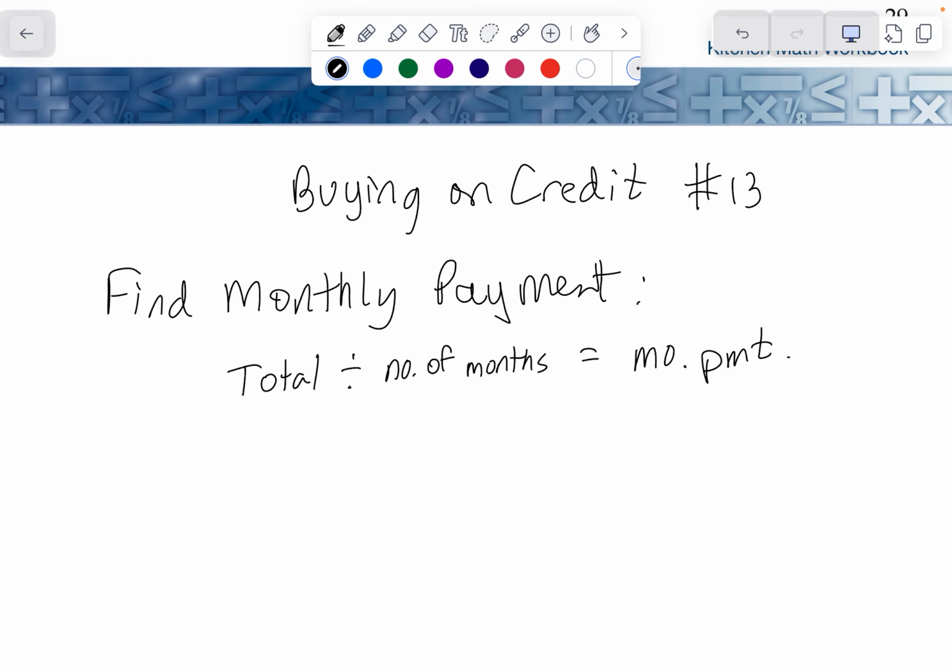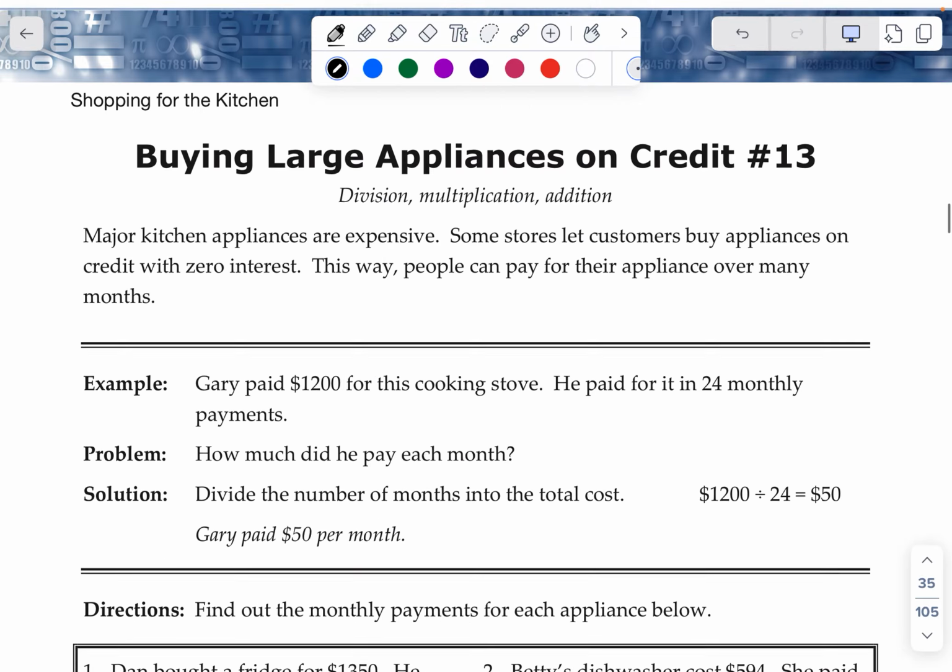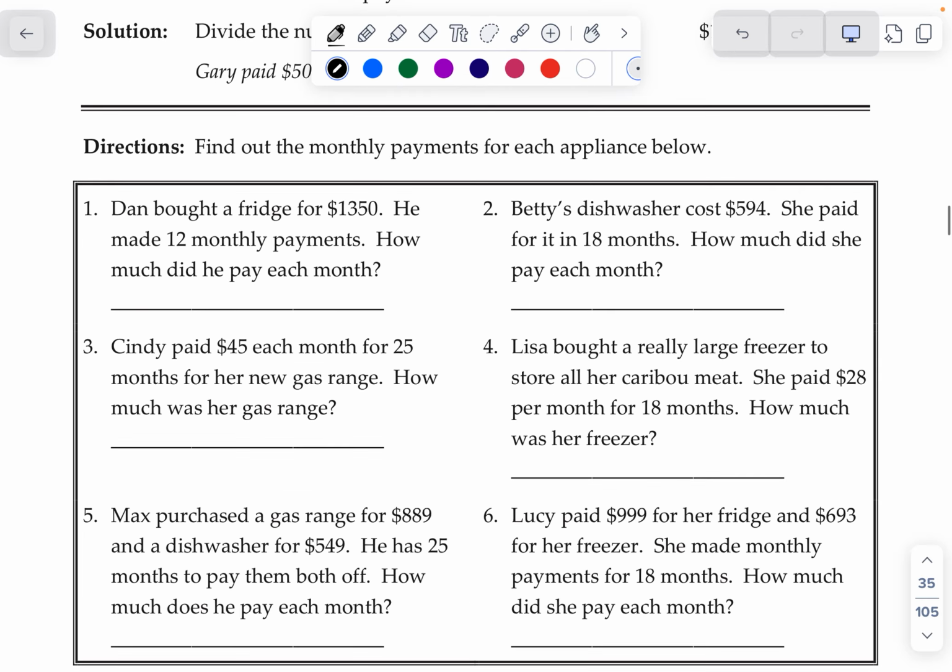Okay, so that being said, that's very kind of logical, hopefully. We'll do the first few problems on the number 13 section, okay? So if you want to follow along with me, you can go ahead and do that. So it's the total cost divided by the number of months will be your monthly payment, okay? Okay, so let's look at the first ones here. So it's only these 6 problems. So this should be very quick for you.